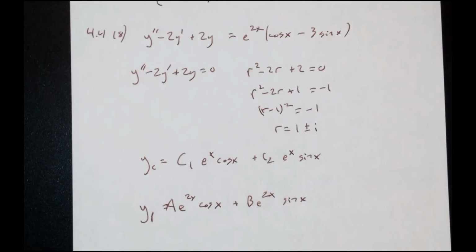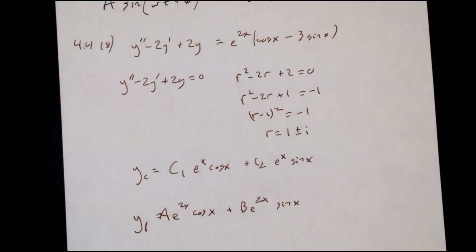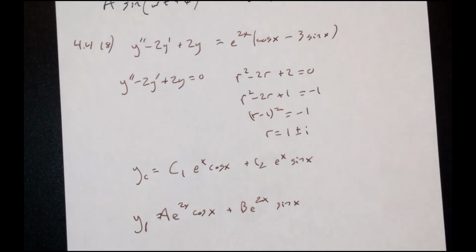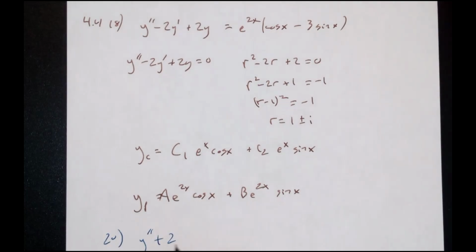Pick another one then if you want to see another one. So 20, this sucker. Y double prime plus 2y prime minus 24y equals 16 minus x plus 2e to the 4x.